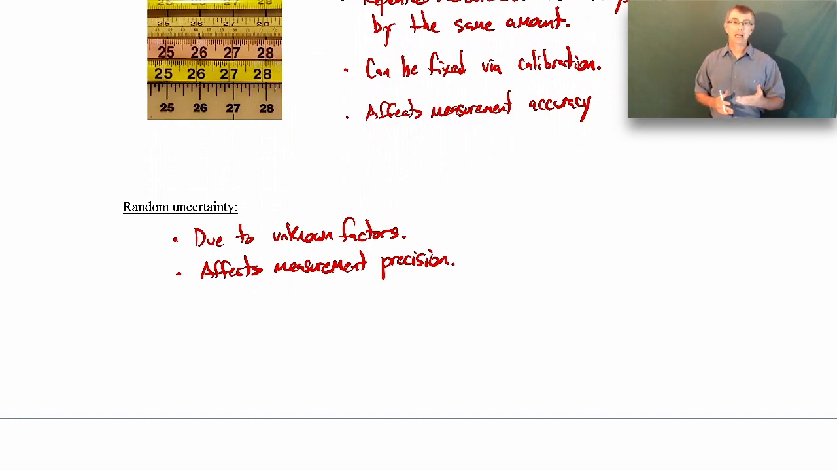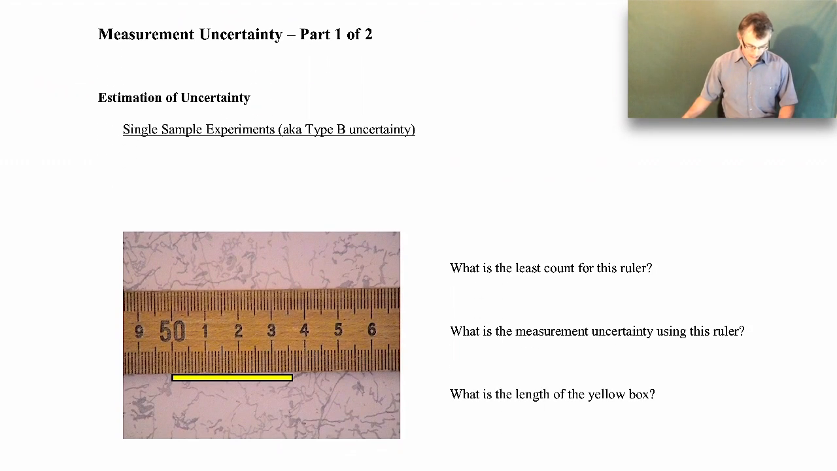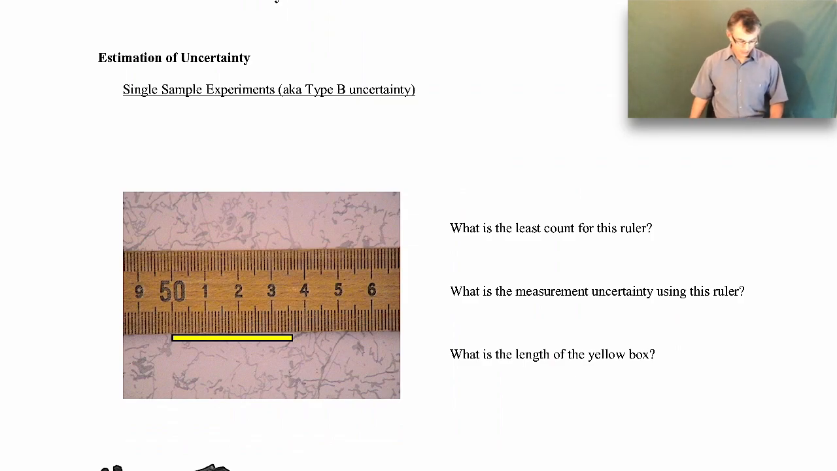We're going to talk about how we quantify this random uncertainty and how we express it, and then how we propagate that random uncertainty through the rest of our calculations. So that's what we're going to be spending our time on. All right, so let's talk a moment about how we estimate the uncertainty.